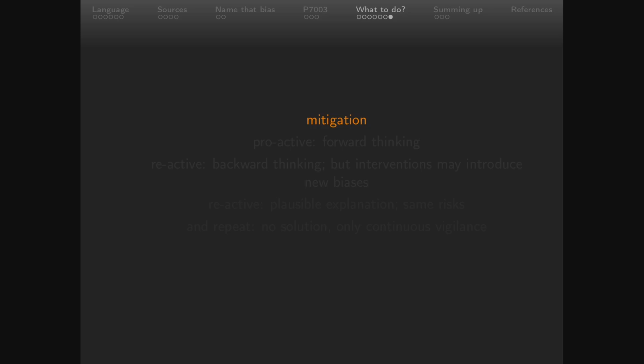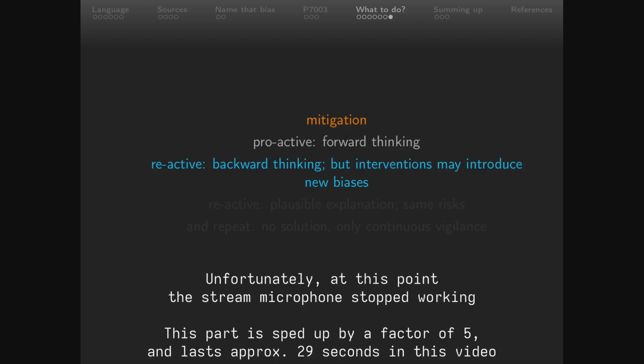To return to the point of Charles Peirce, we can be proactive about it. We can think forward about what things could possibly go wrong. How do we try to do the best we can ahead of time? What we would also have called defensive programming in the past as well. And then we can, unfortunately, have to be reactive. The system doesn't do what we're wanting it to do. It's got to be fixed. That's where we have to start applying the backward thinking, the inductive process. But interventions may introduce new biases. As we said, mitigations.